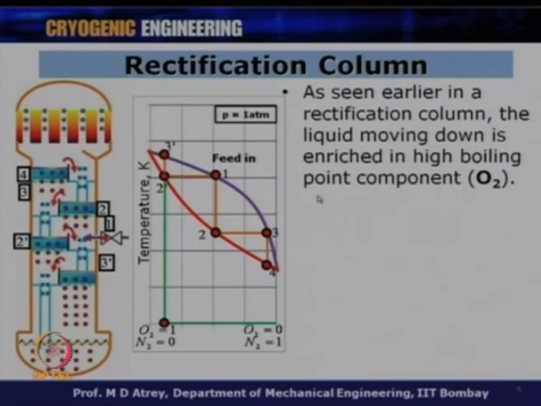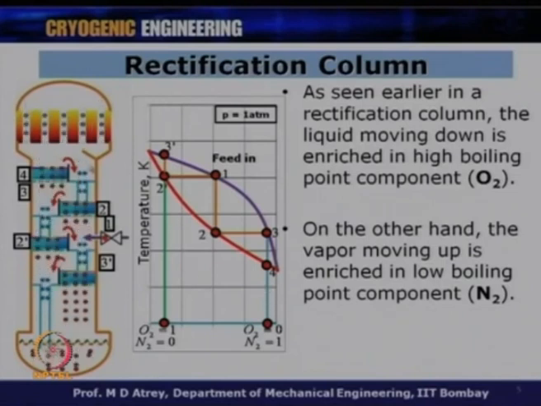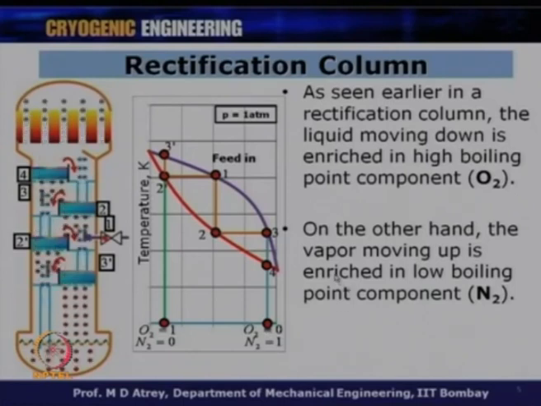At the same time, as the vapor is moving up, it will get enriched in low boiling component, which is nitrogen. So, as it goes up, that means it will come down in this temperature composition diagram you can see here, and as it comes down, it will get richer and richer in low boiling component. This is the basic which we have studied in earlier lectures also.